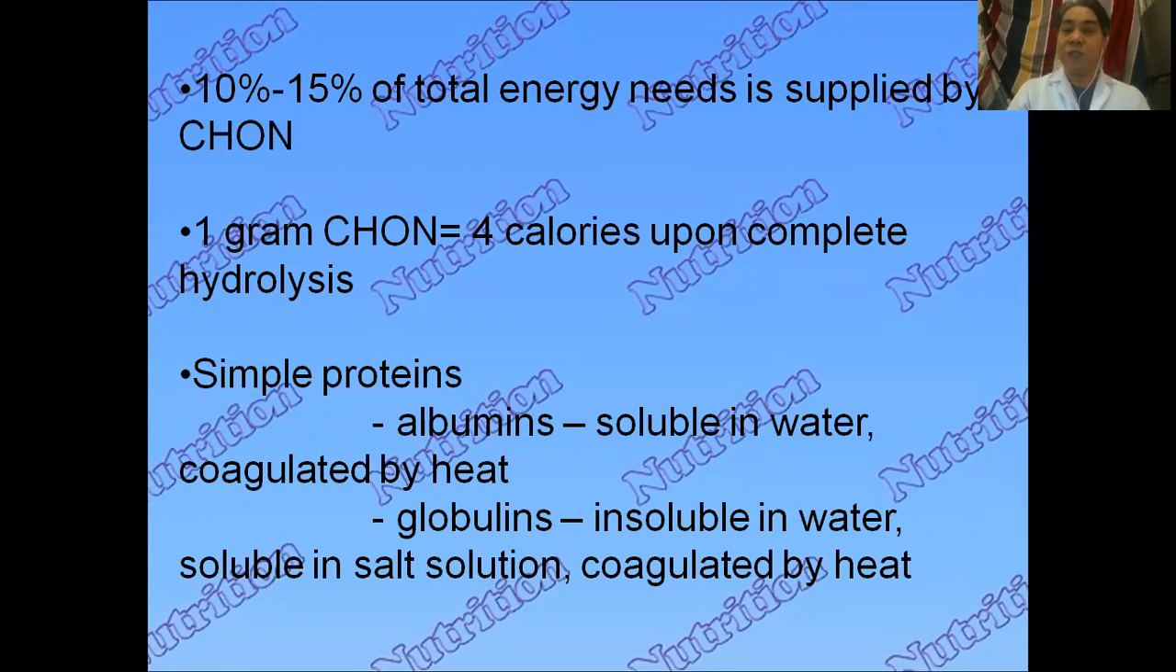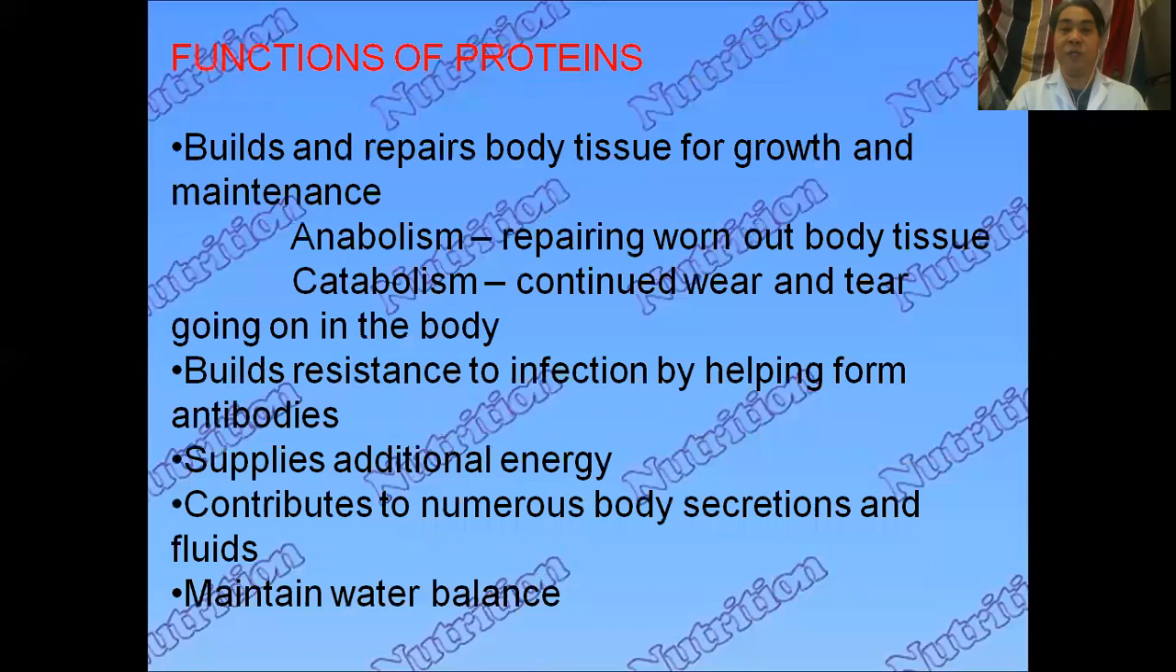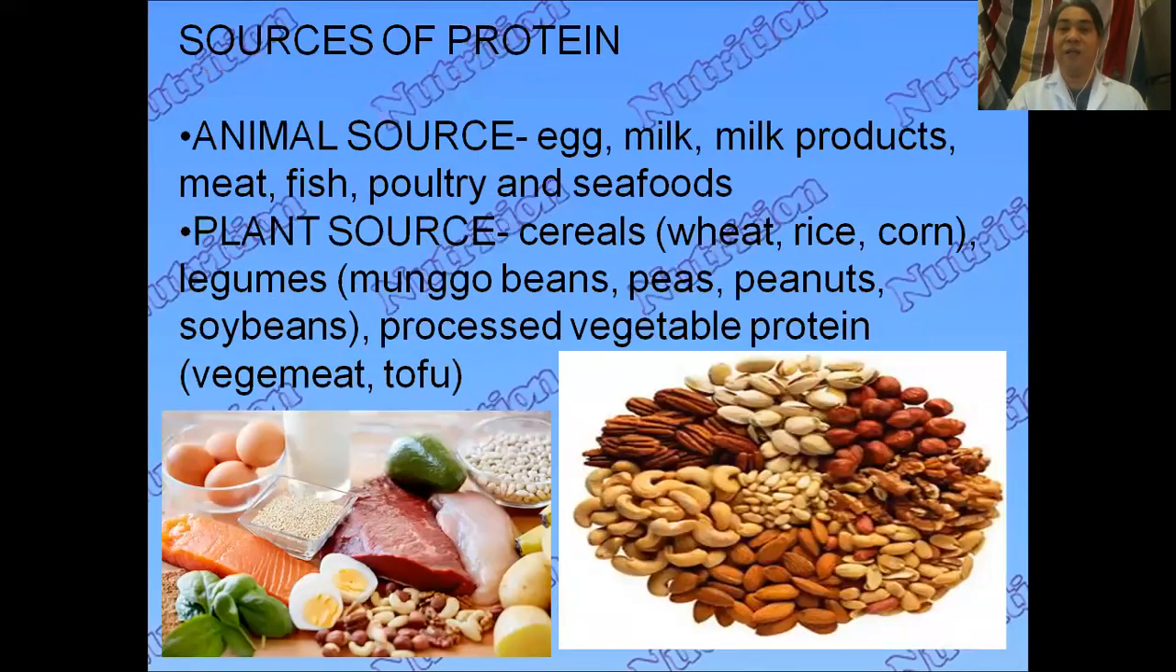Your simple proteins, like albumin, are soluble in water and coagulated by heat, while your globulins are insoluble in water but soluble in salt solution and coagulated by heat. The functions of proteins are builds and repairs body tissue for growth and maintenance, builds resistance to infection by helping form antibodies, supplies additional energy aside from your carbohydrates, contributes to numerous body secretions and fluids, maintains water balance.